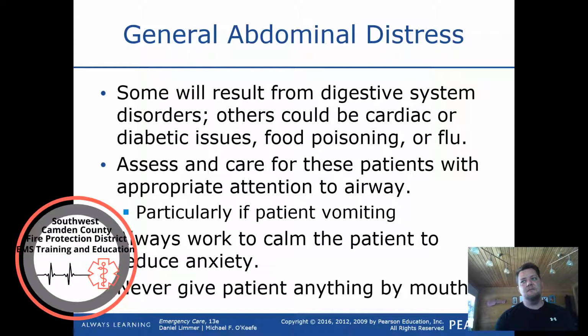Mainly because if we give anything by mouth, we've pretty much negated a whole lot of things for surgery. Not that we negated surgery, but we may have postponed surgery. So we want to make sure that we don't give anything by mouth. It could also do more harm because the digestive system has to work, and if something is already not working in the digestive system, then it could be bad.